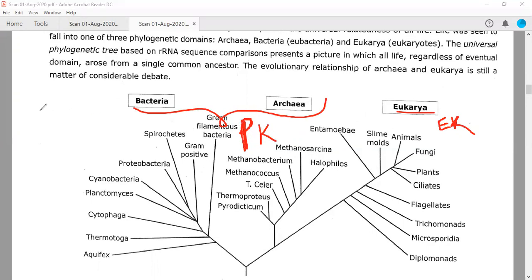Also, as we have studied in the five-kingdom classification system, both bacteria and archaea have evolved from the Monera.